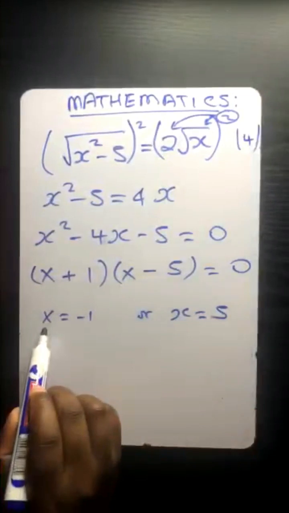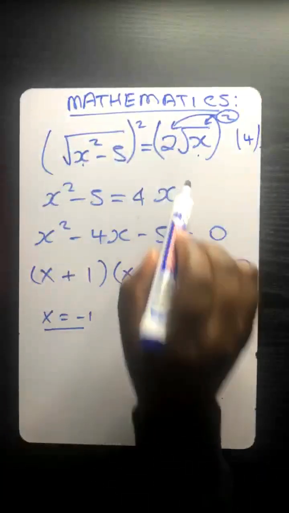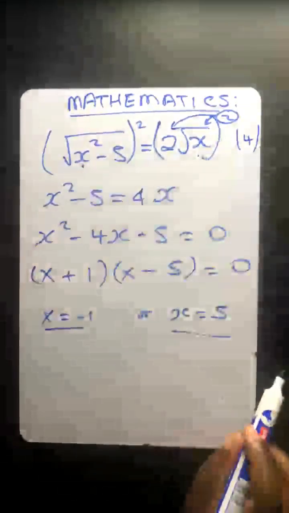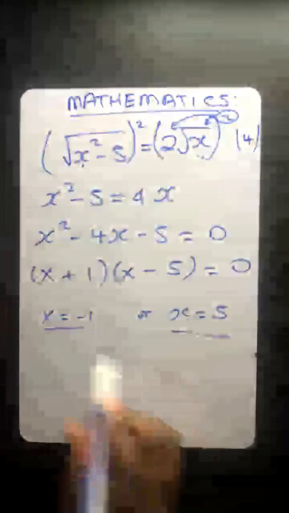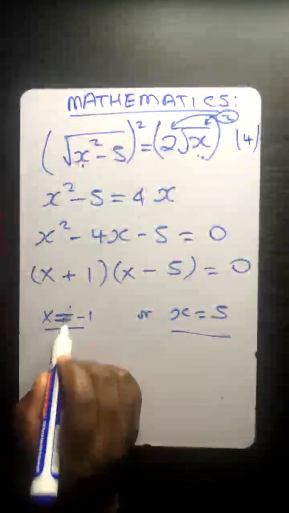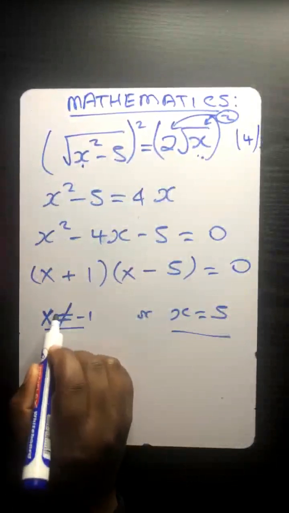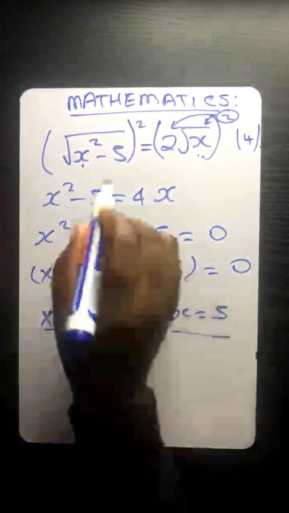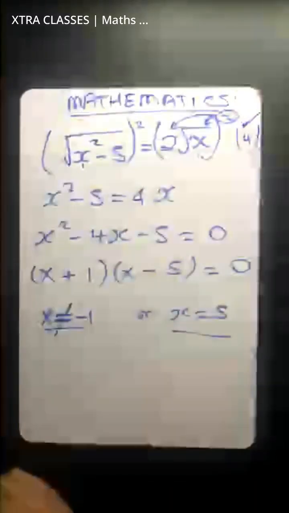Then substitute that there and also there. Check if it gives you the same answer. Substitute also that there and there. Check if it gives you the same answer. If this one does not give you the same answer as on the other side, that's when you can cross it and say x is not equal to negative 1. If this one gives the same answer on both, then you leave it as it is. Then you are done. That's how you score yourself full marks.